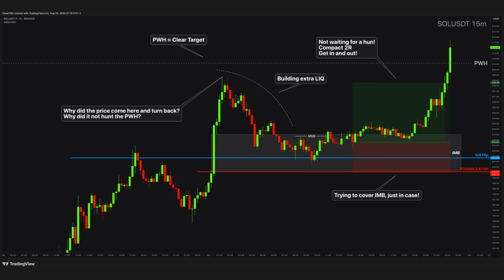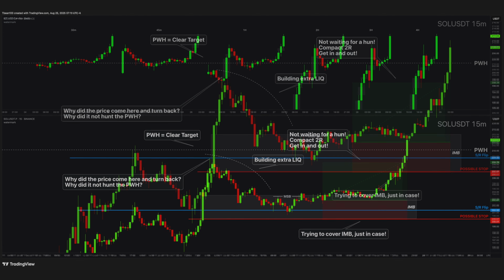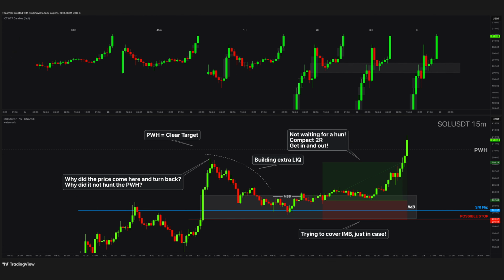covering this imbalance area. Remember, in trading, the best approach is always to get in and out as soon as possible. You should not wait for the full targets every time. Build your compact setups, usually 1 to 2 hour setups are enough in most cases, and then exit. Now let's check out the multi-imbalance charts.